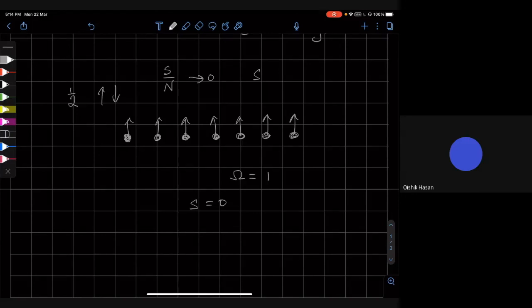This is because the particles are indistinguishable. Is that the reason? They're all the same, basically. Yes, they are indistinguishable. We are not bothering about that. Yeah, exactly.